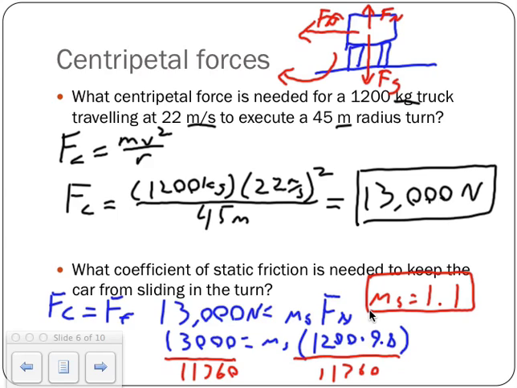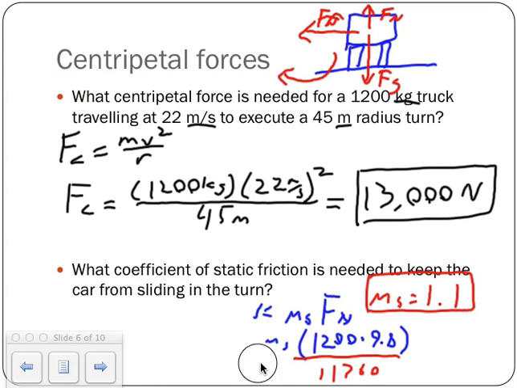If the coefficient of static friction were lower than this, then the frictional force would not be able to apply a 13,000 newton force, and so this truck would then slide off the road. It would not be able to execute a 45-meter radius turn at 22 meters per second. It just wouldn't be possible. And so this has to be a very, very sticky road. 1.1 is a pretty high value for a static friction coefficient in order to keep this truck on the road.